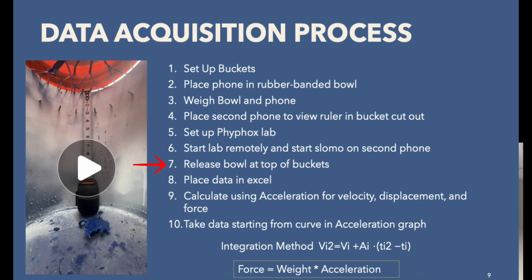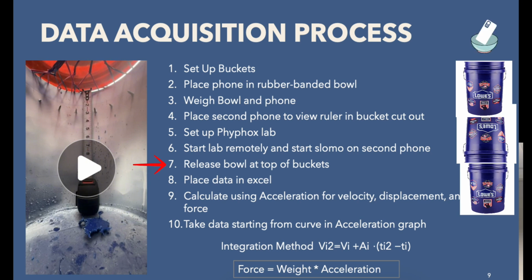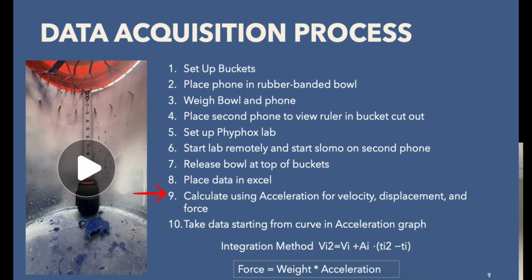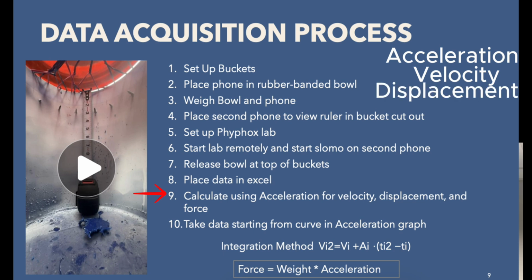We would then release the bowl at the top of the buckets, and then we would record all this data and place it in Excel. With this data, we were going to calculate acceleration, velocity, displacement, and force. And then we would take that data from the curve in the acceleration graph and we would integrate it.